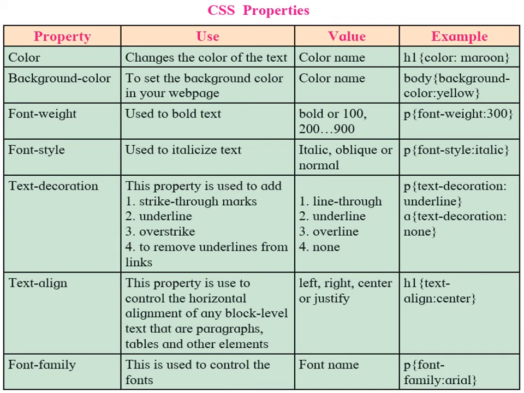The text decoration has 4 properties that you can set: strike through marks, underline, overstrike, and none, to remove the underlines from a link. You can set the text decoration as underline, or if you set the text decoration to none, you can also set that. Text alignment is used to control the horizontal alignment of any block level text, such as paragraphs, tables and other elements: left, right, center or justify. For H1, the text alignment should be center.